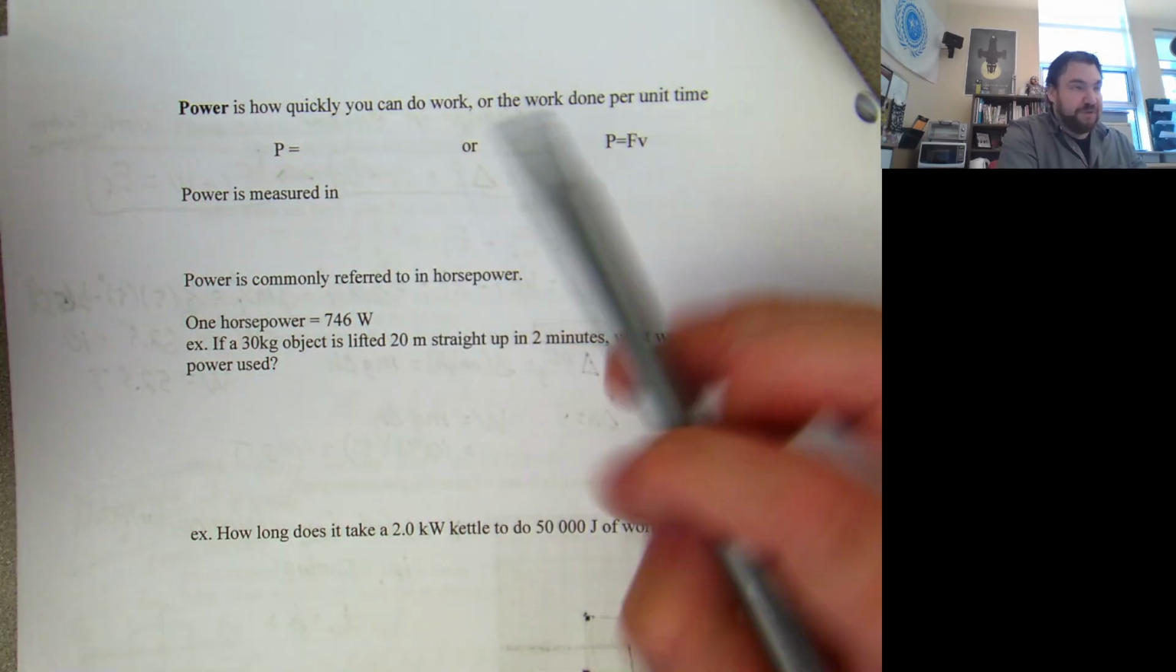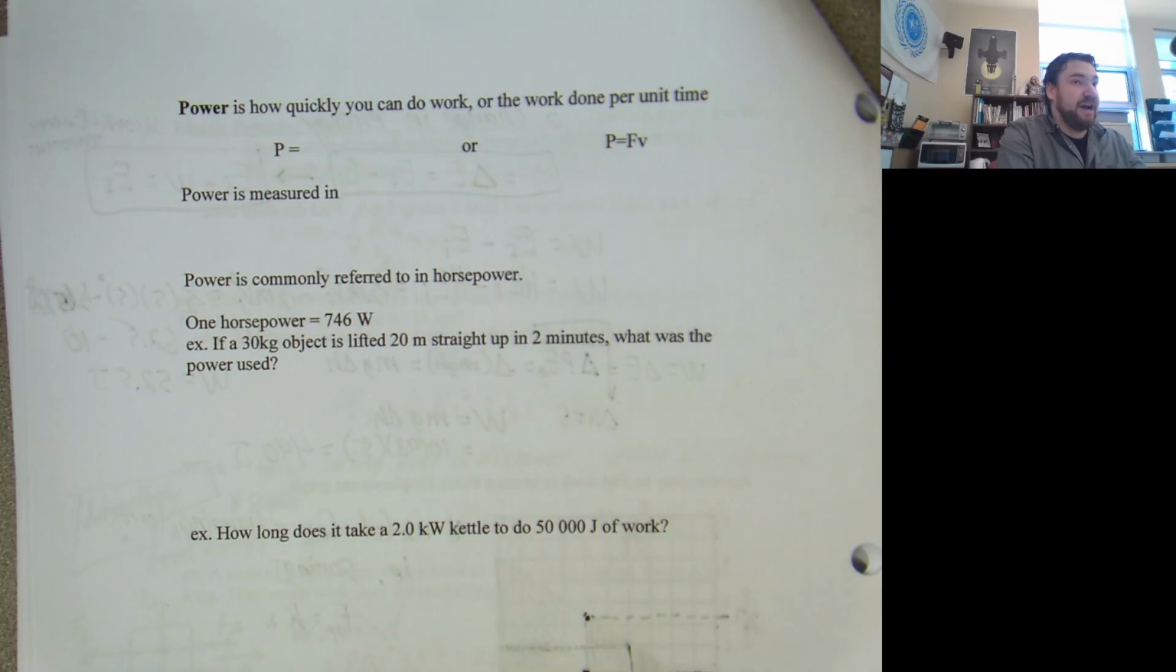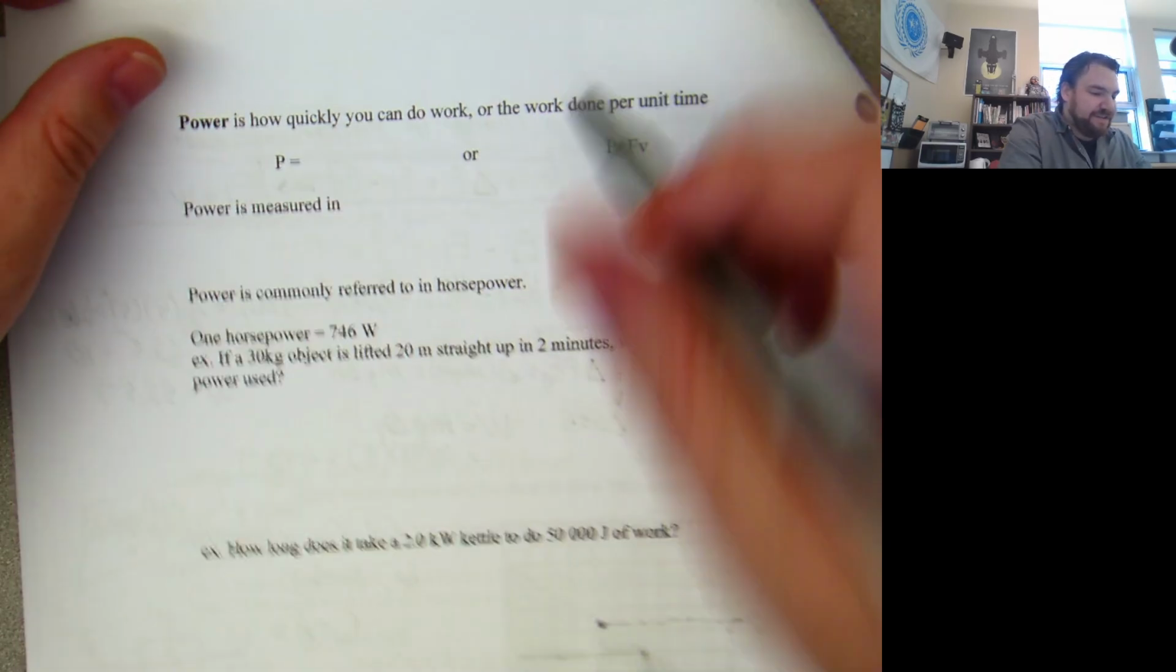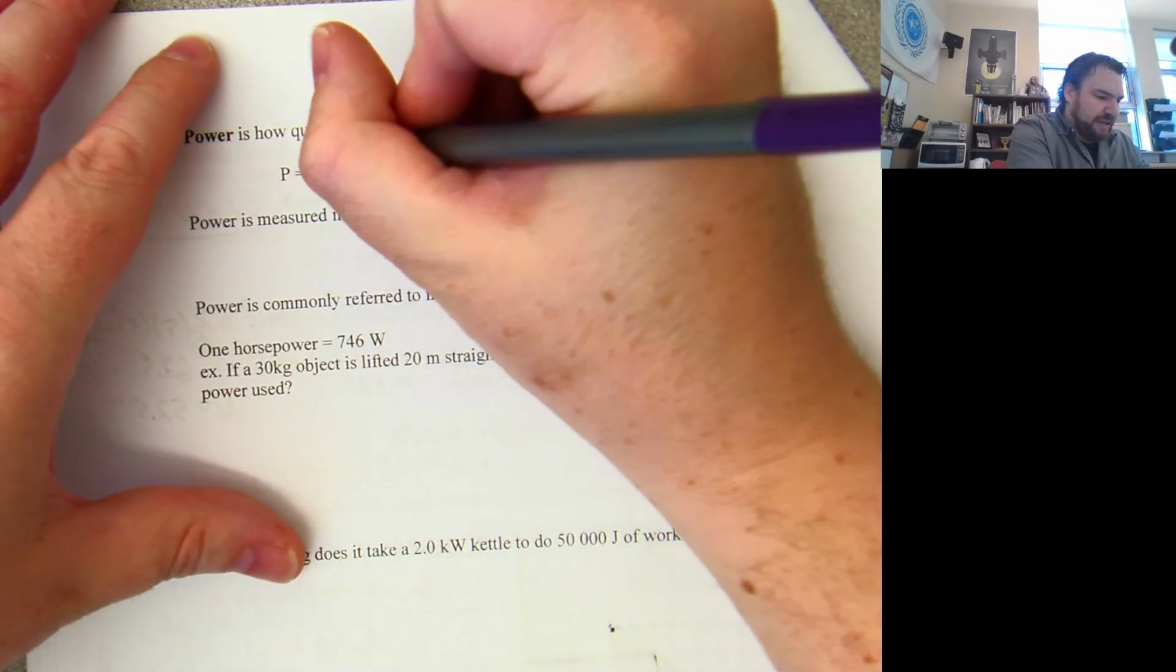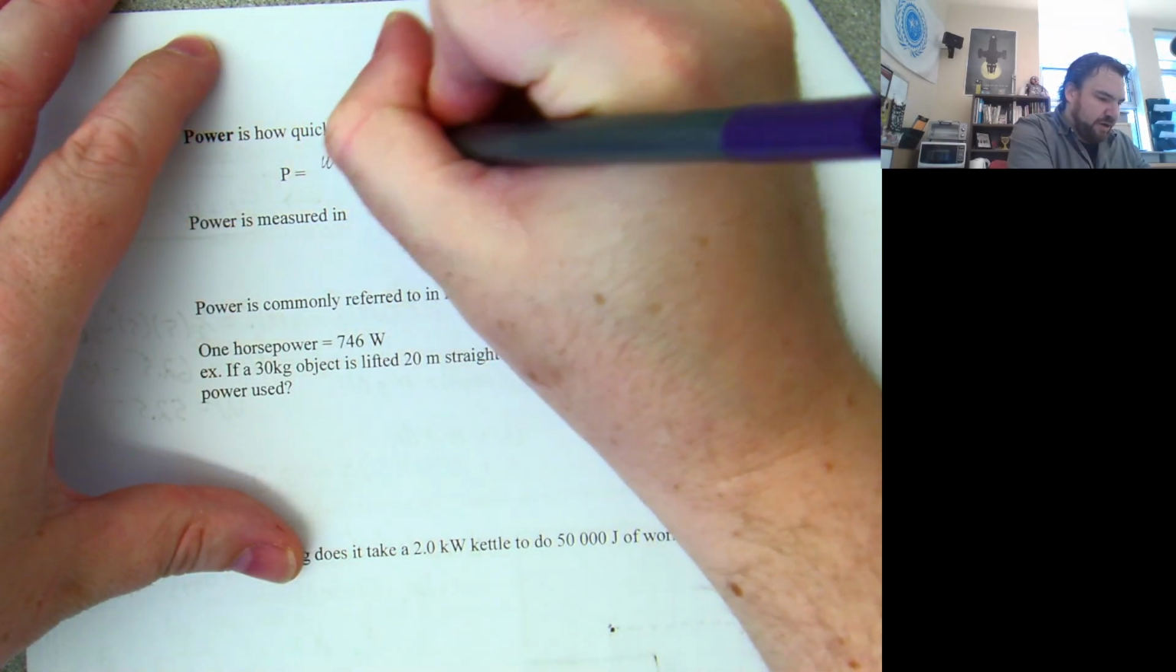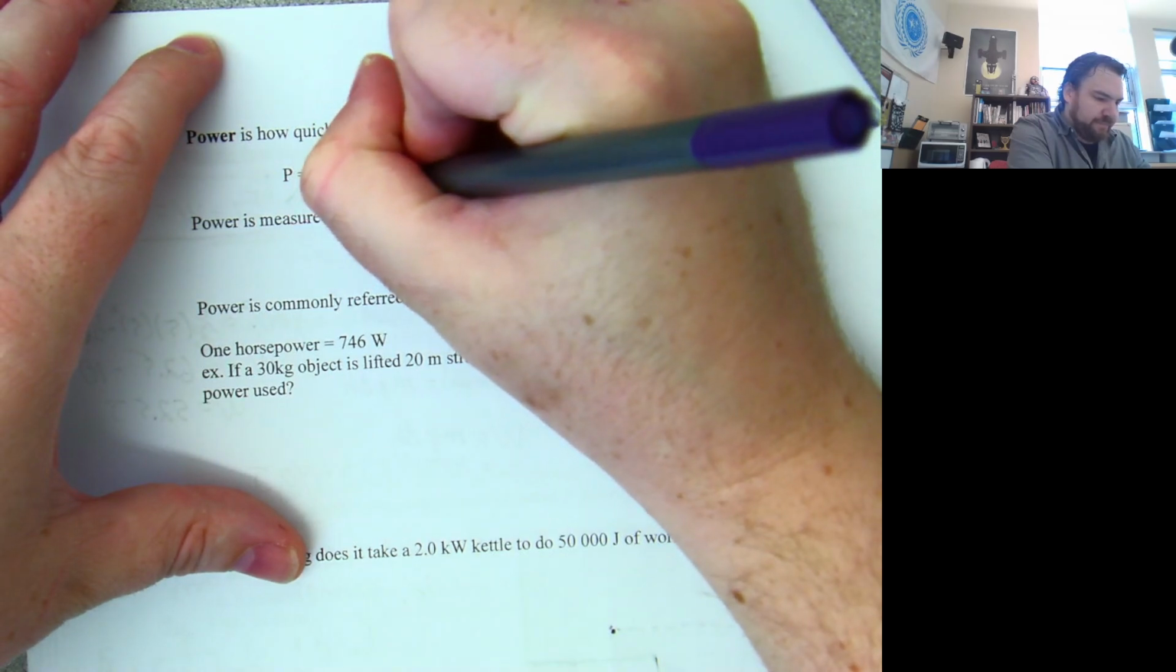So we've got some definitions for that. Whenever we want to know how quickly something's done, we take a concept and we divide it by what? If you want to know how quickly something's done, you divide what was done by time. So power, if it's how quick you can do work, is going to be work divided by time.